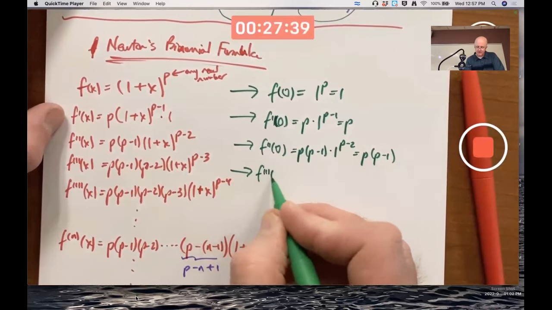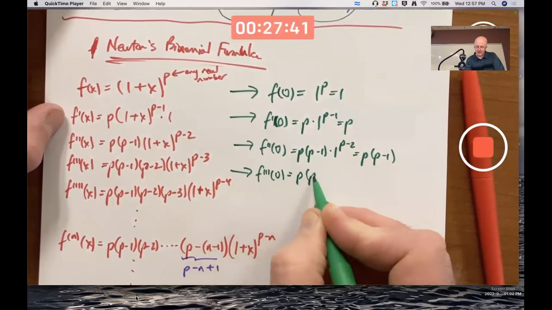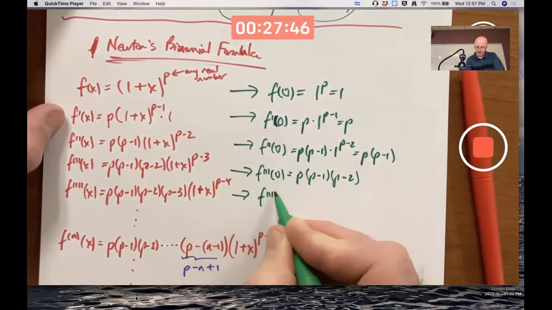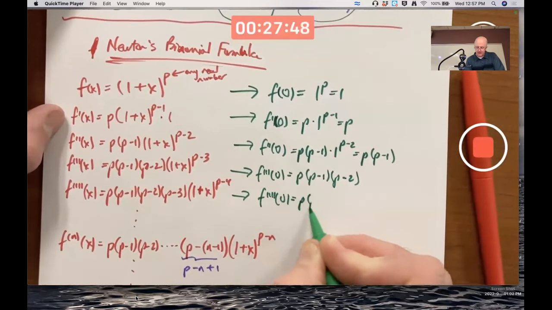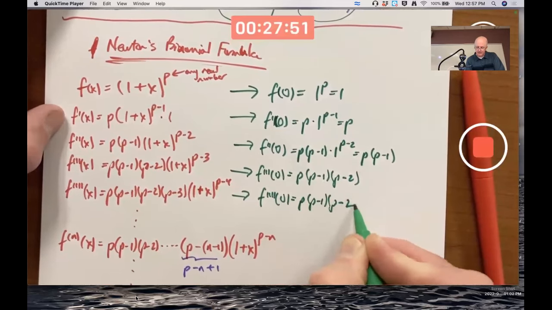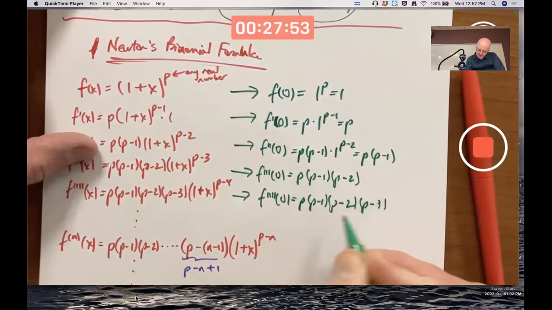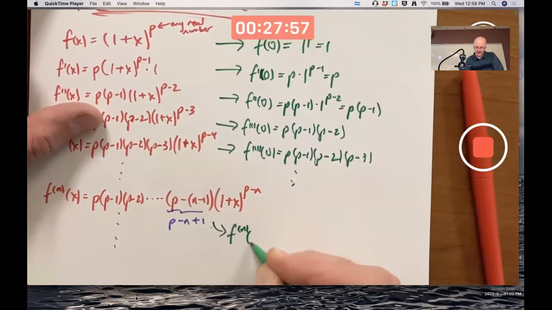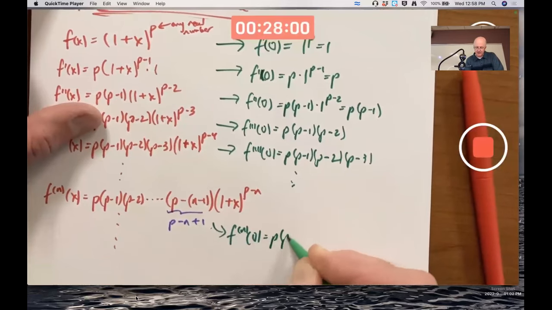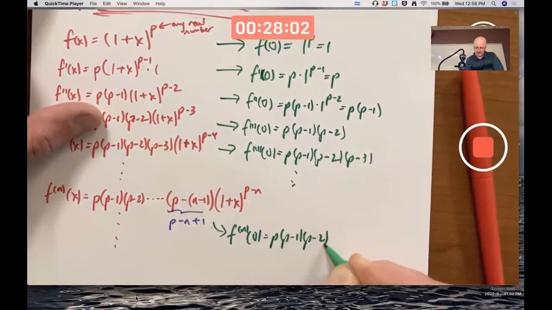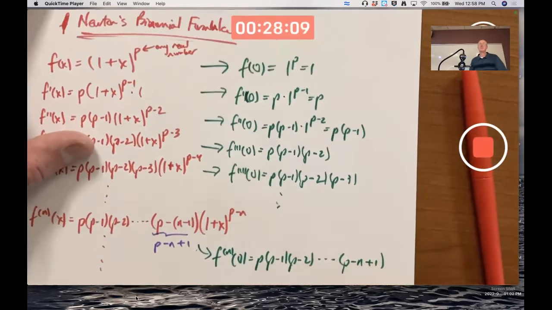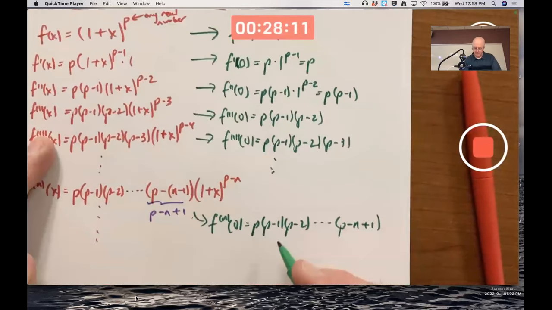F triple prime of 0 will be p times p minus 1 times p minus 2. F quadruple prime of 0 will be p times p minus 1 times p minus 2 times p minus 3, etc. The nth derivative of f evaluated at 0 will be p times p minus 1 times p minus 2, etc. The last factor being p minus n plus 1. But I could keep going.